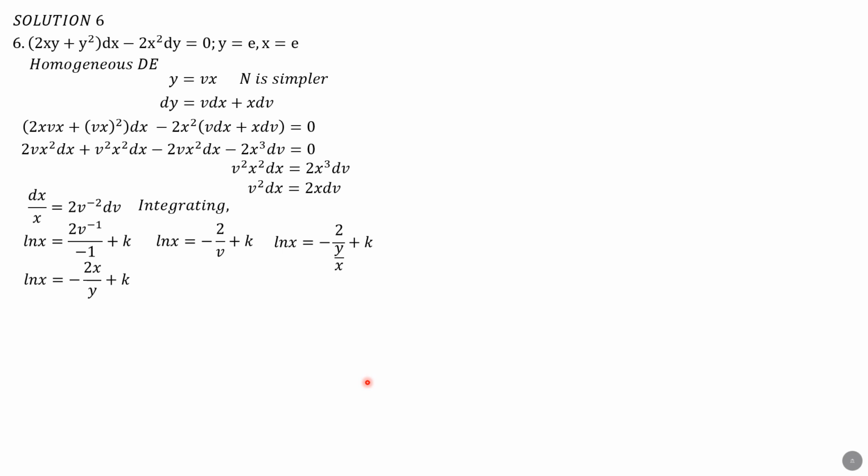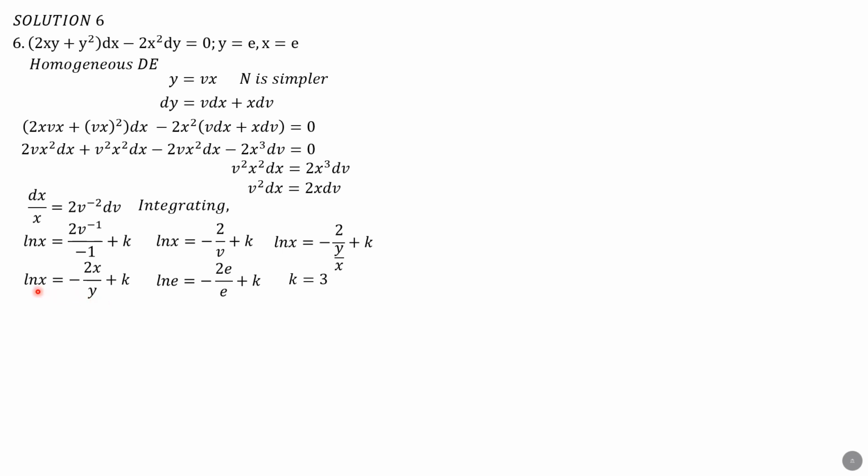Then boundary condition, when y is e, x is e. So ln of e equals negative 2e over e plus k. So cancel out e. ln e is 1. This is negative 2. So 1 plus 2 is 3. So k is 3. So this is the constant. And we substitute this into the equation here.